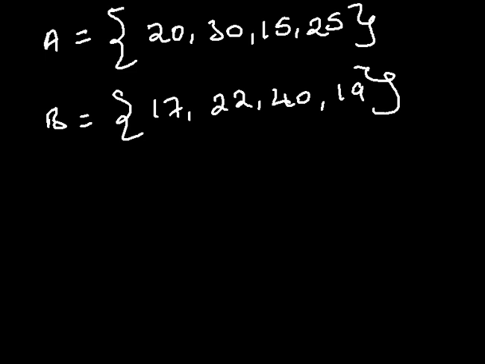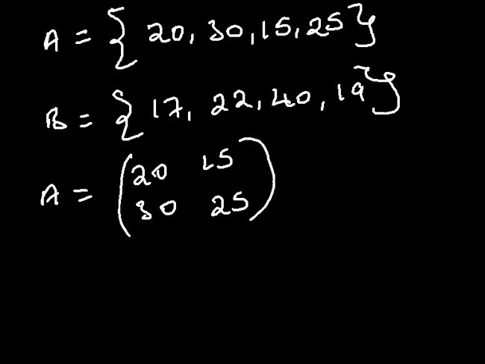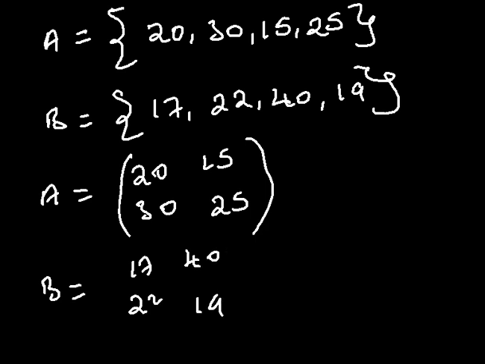In that way, for group A, we can present it as 20, 30, 15 down to 25. So this is what we call a matrix. And for group B, we can also present it as 17 down 20 and 40 down 19. Or even if we interchange the ages, let's say 19, 20, the information remains the same.